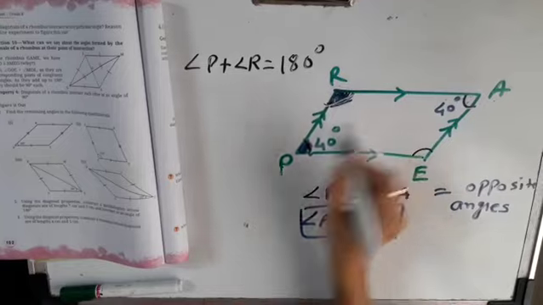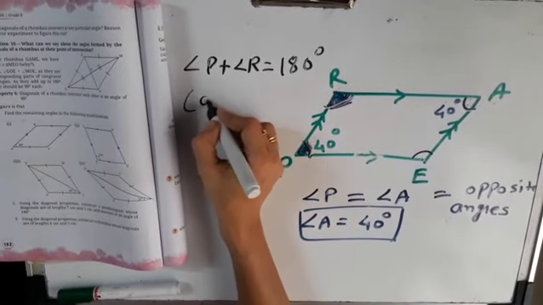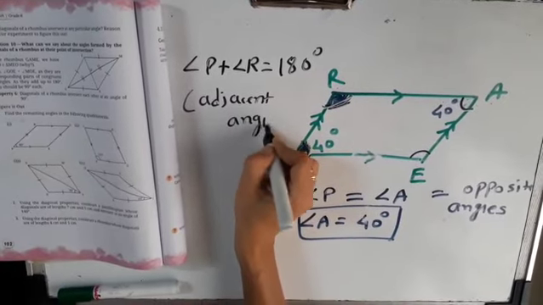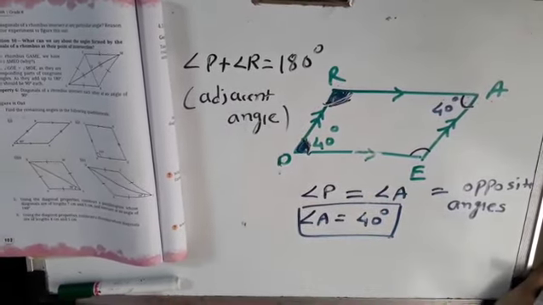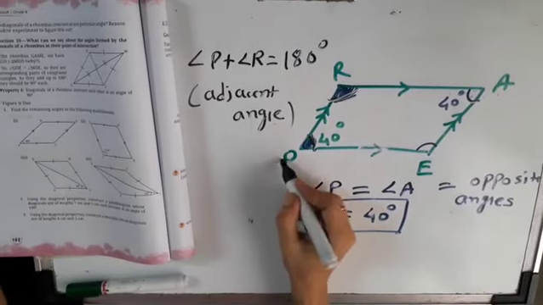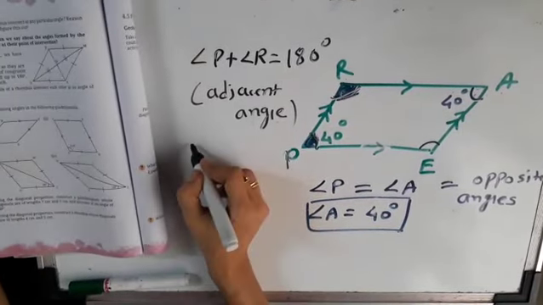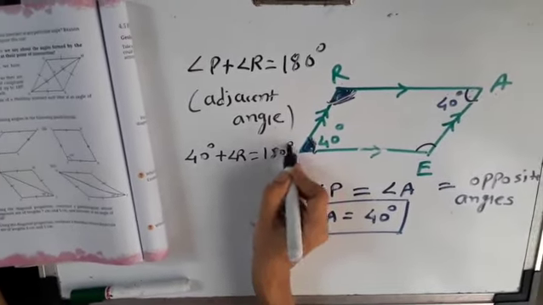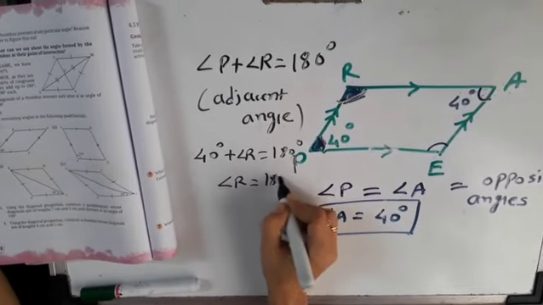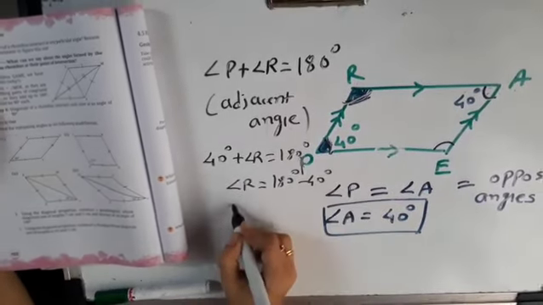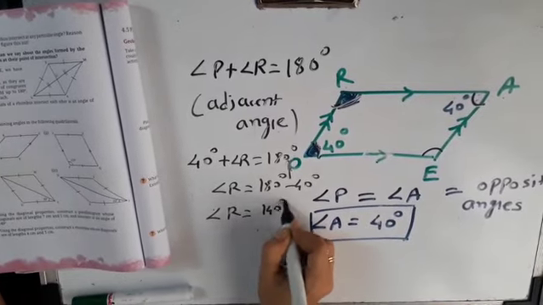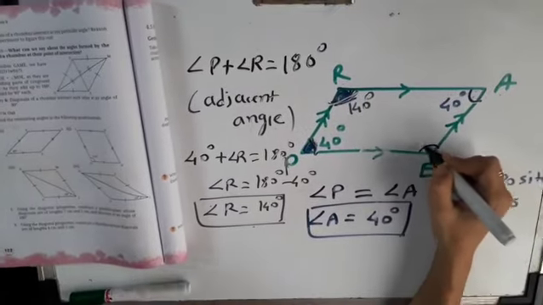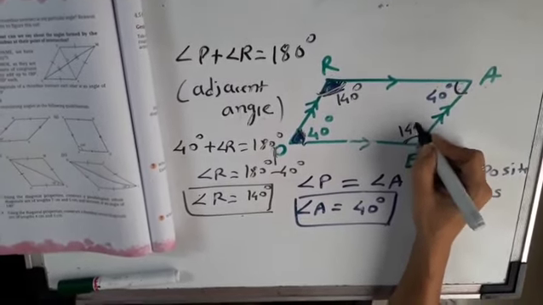See here, adjacent angles. This is one more property of a parallelogram. You have to write the reason: these two angles are adjacent, so the sum of these two angles is 180 degrees. This is given, angle P is 40 degrees. So you have to find angle R. Transposing the number, what is the value of angle R? 140 degrees. So the value of angle R is 140 degrees. Therefore angle E is also 140 degrees.